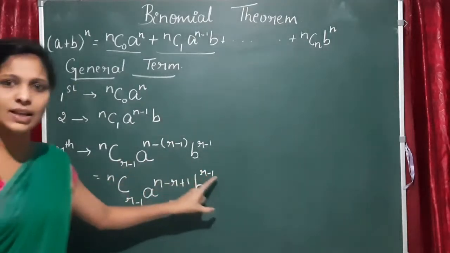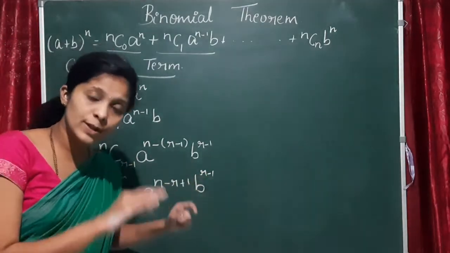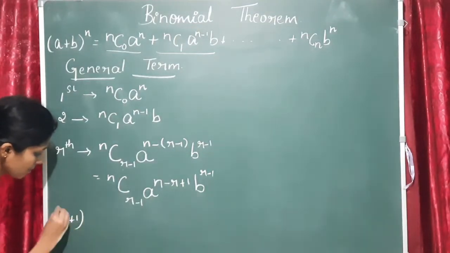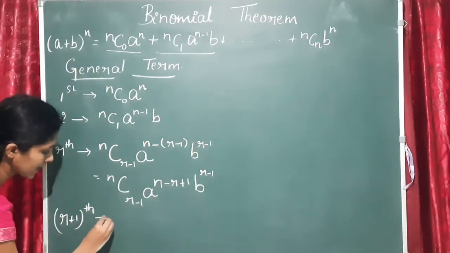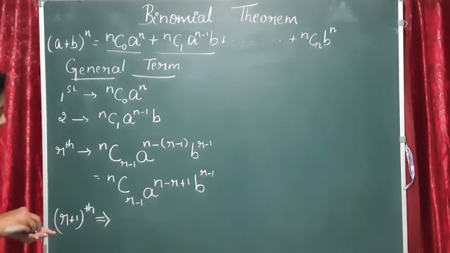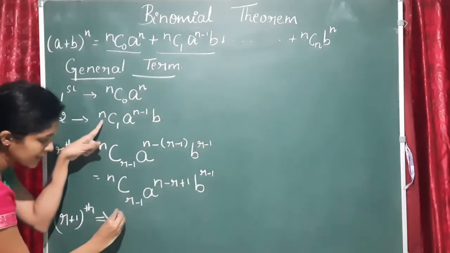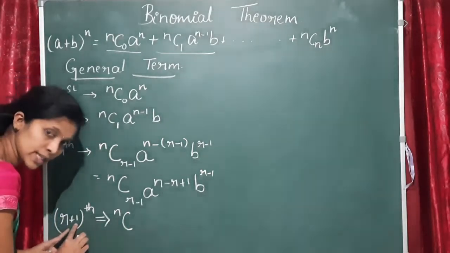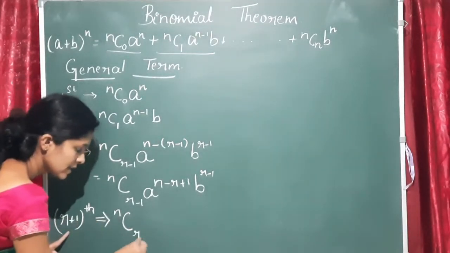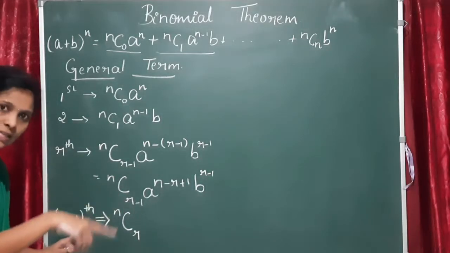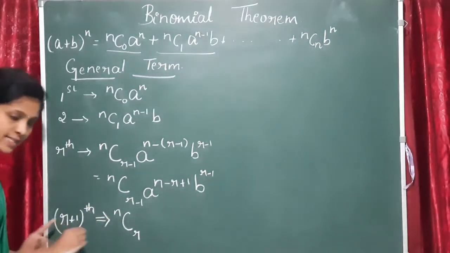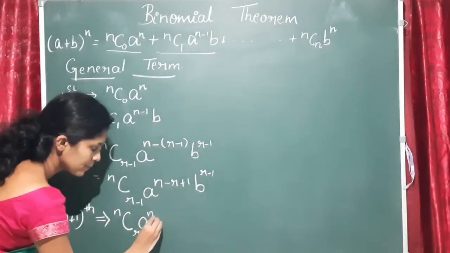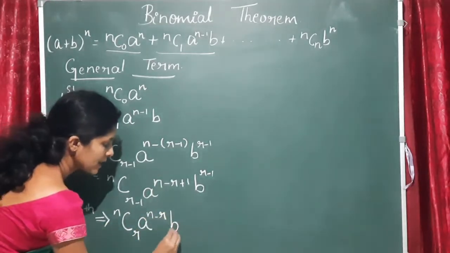This term is a little lengthy and doesn't look good, right? So instead of finding the rth term, we'll find the (r plus 1)th term. Now can you say what is the (r plus 1)th term? See, nC, 1 less than that. Here r plus 1 is there, 1 less means nCr, right? R plus 1 minus 1, so plus 1 and minus 1 will get cancelled. nCr a to the power n minus r and b to the power r.